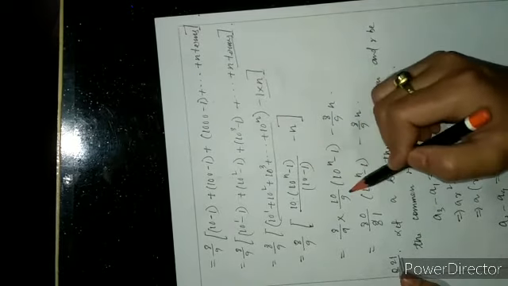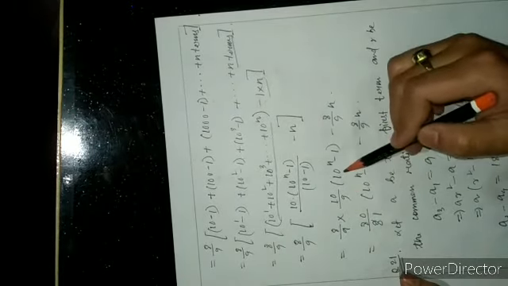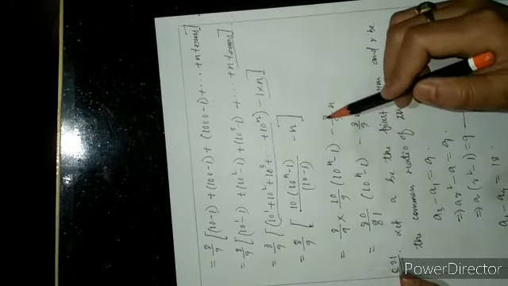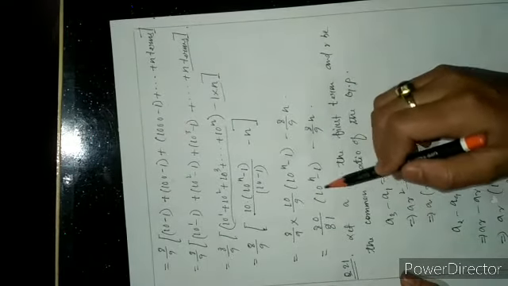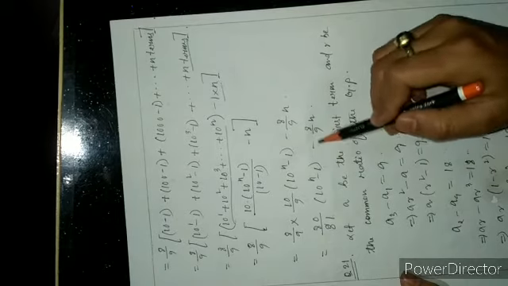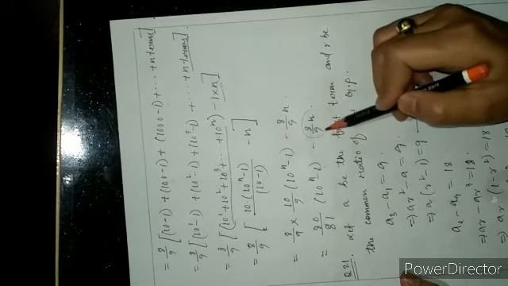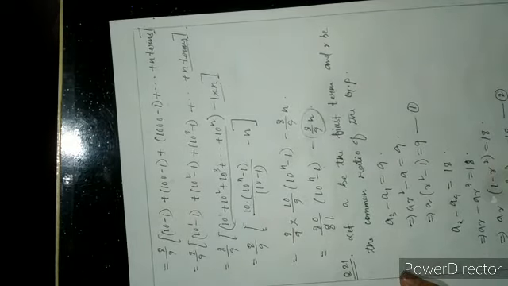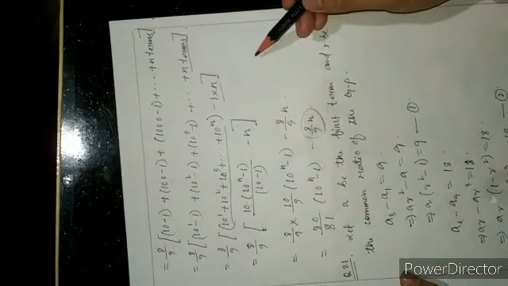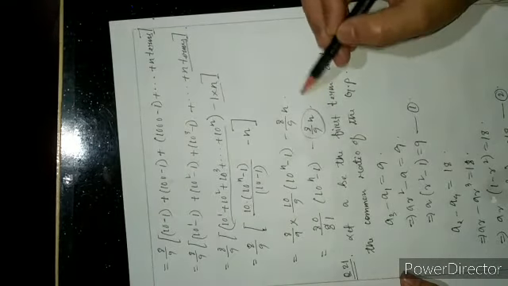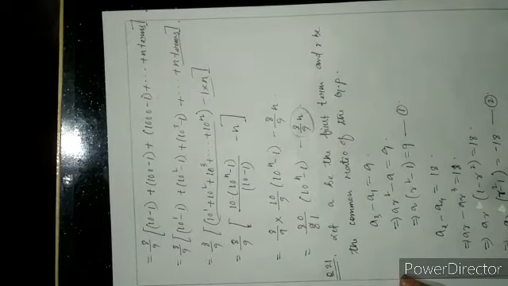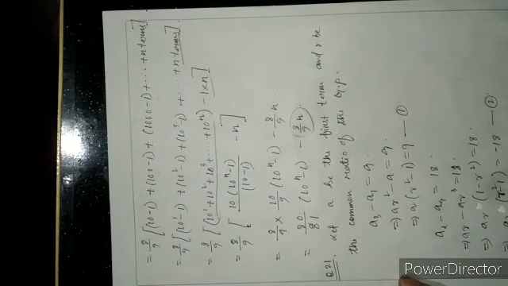10 minus 1 is 9, so it should be divided by 9: 8 by 9 times 10 by 9 times (10 to the power n minus 1), minus 8 by 9 multiplied by n. That gives 80 divided by 81 times (10 to the power n minus 1) minus 8n by 9. This is the expression for the sum of n terms of the given special sequence. Next, question number 21.